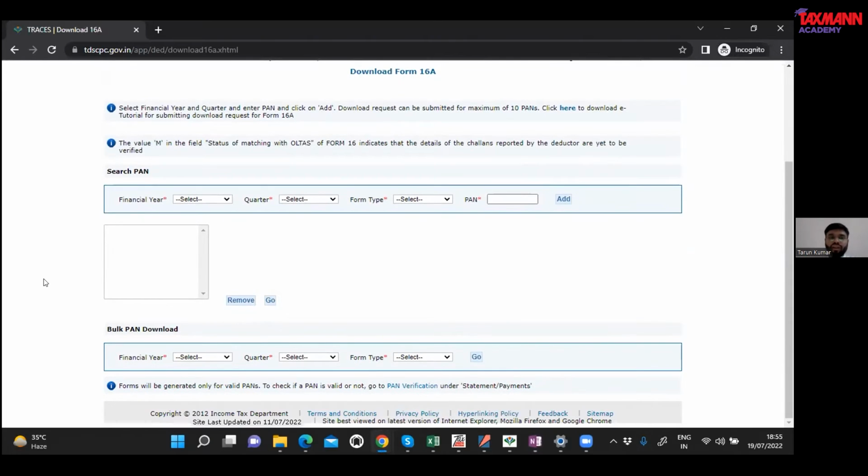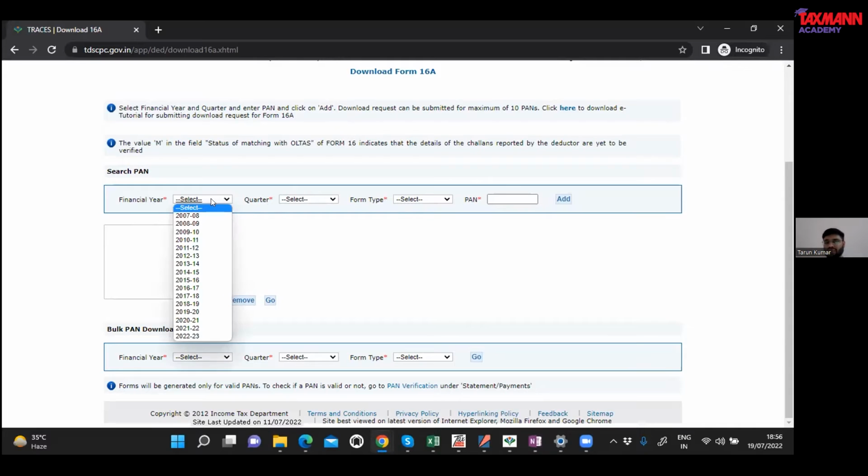So here they have provided two types of option. Either you can download this form for a single deductee, or I can download these certificates for multiple deductees, for all the deductees for which I have filed the TDS return in form 26Q, right? So if you want to download for a single deductee, the details need to be filled in here.